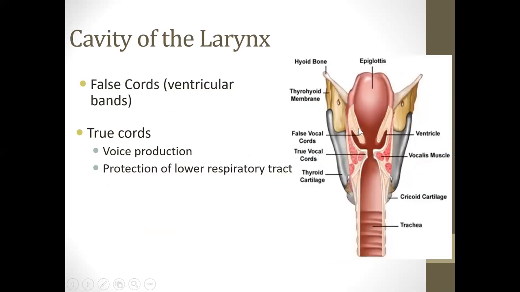As we saw, we have the false vocal cords and the true vocal cords. The false vocal cords only contain ligament, the ventricular ligament, whereas the true vocal cords contain the muscle, which is the vocalis muscle, part of your thyroarytenoid muscle, and is responsible for voice production and protection of your airway.